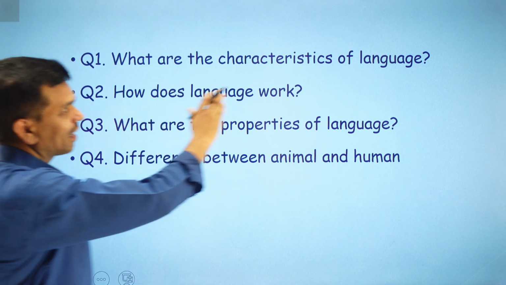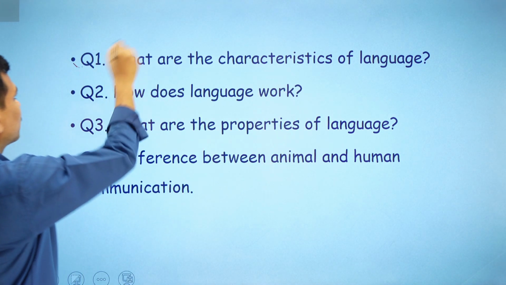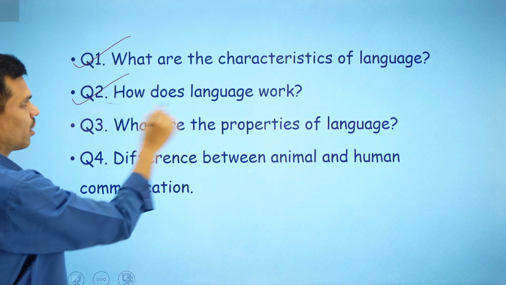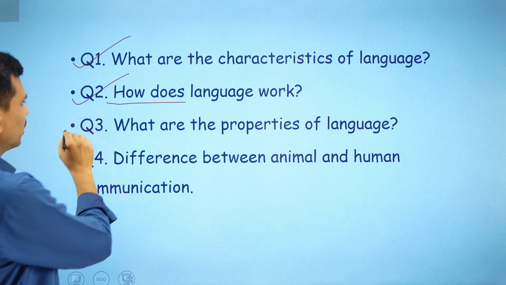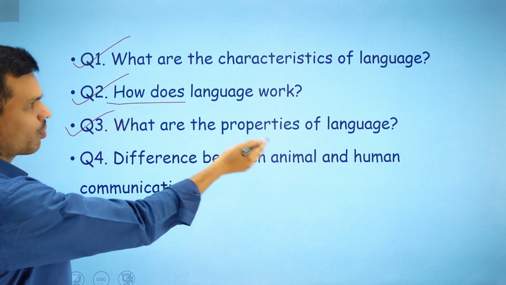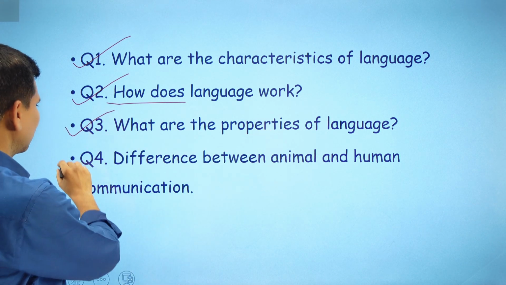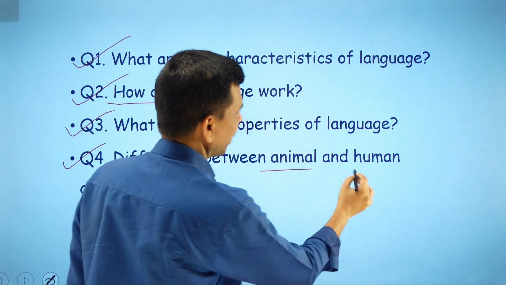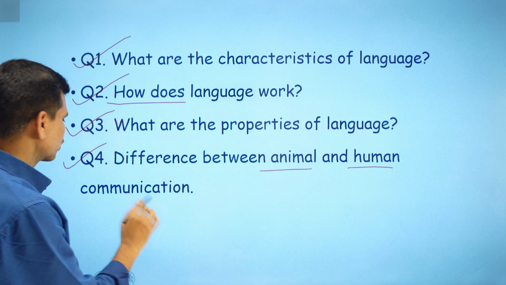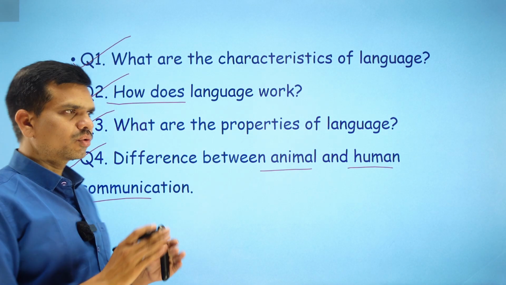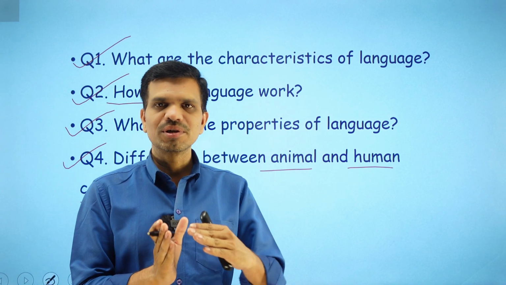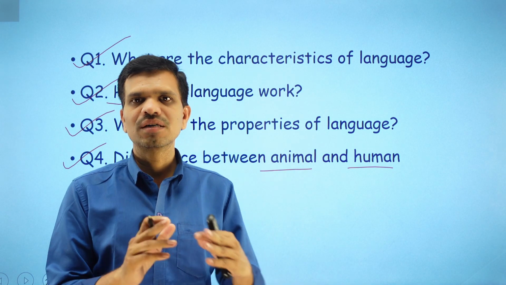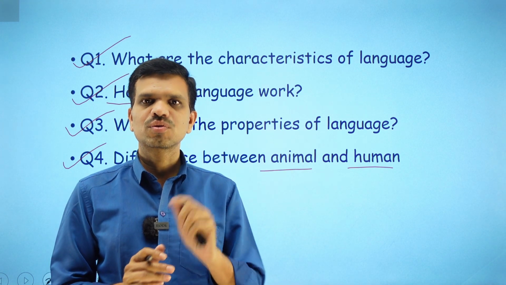What are the characteristics of language? We will consider it. Then, how does language work? This also is part of our discussion in this video. The third question we have: what are the properties of language? And the last question we are going to address is the difference between animal and human communication. This is very important, and we are going to understand it through two tables, human communication and animal communication, and with that we will understand the salient features or characteristics.